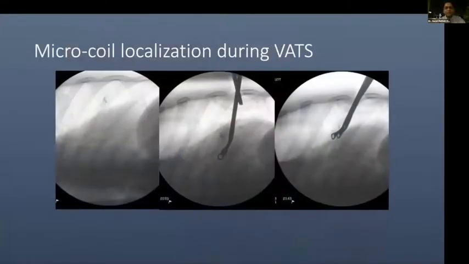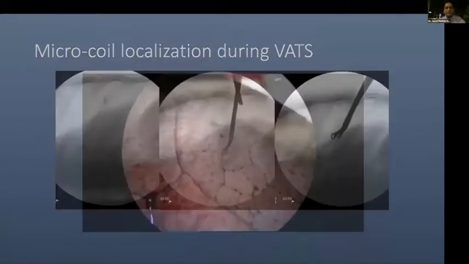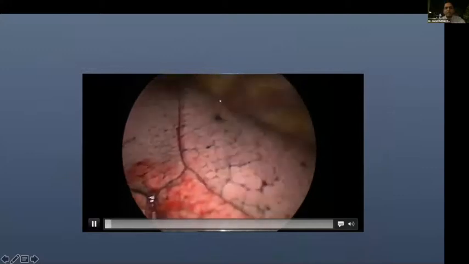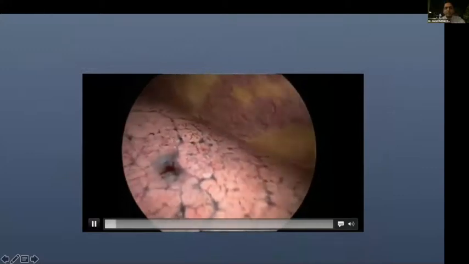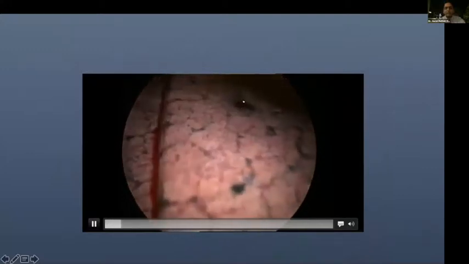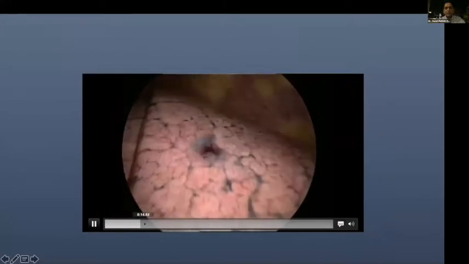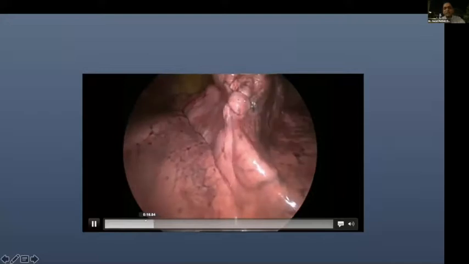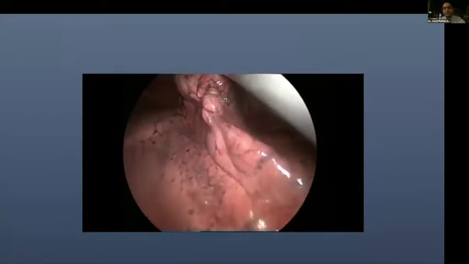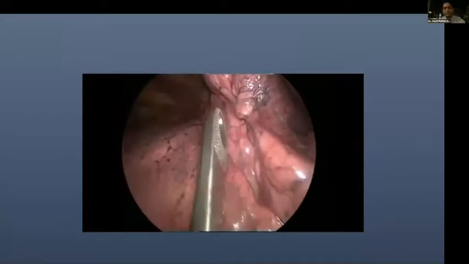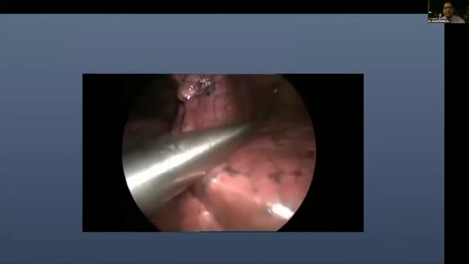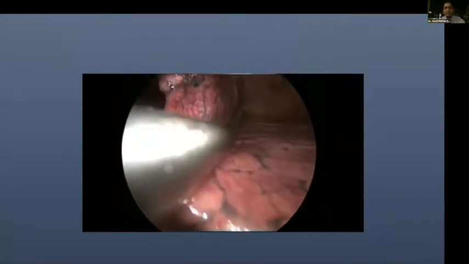So, an example of the localization. Just a quick video. This is the lesion that you can see. They put a bit of methylene blue over here, and we can actually see the entry point. Moving forward, we just pick up that area with the bowel grasper or anything you have, and then you can put a ring forceps to roughly guide you where it is.